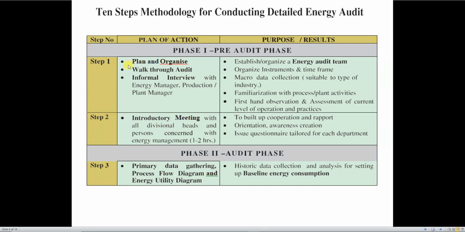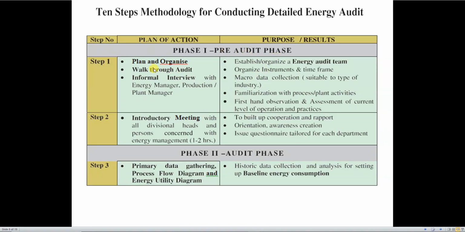So this table consists of number of steps in the first column, then plan of action, and the results or the purpose of that plan. So what will be the effect of this particular plan, we are going to see. So first phase is pre-audit phase. As we already thought in the last lecture, pre-audit phase मतलब audit करने के पहले का जो वक्त है, that is called pre-audit phase. Before going to the actual audit of the equipment or the department or a particular sector, we are going to have a look at what the pre-audit phase is.